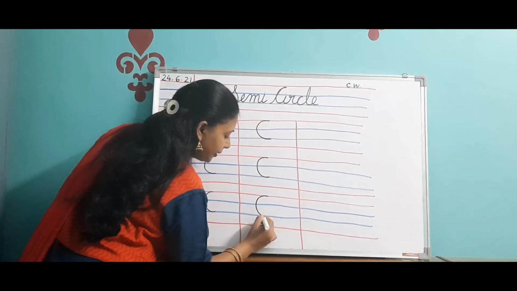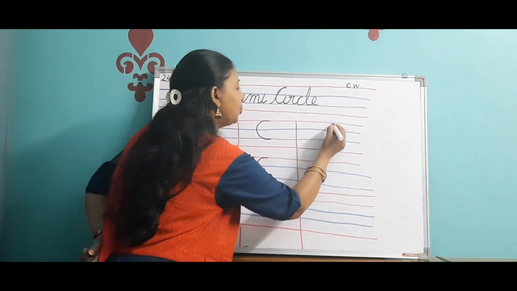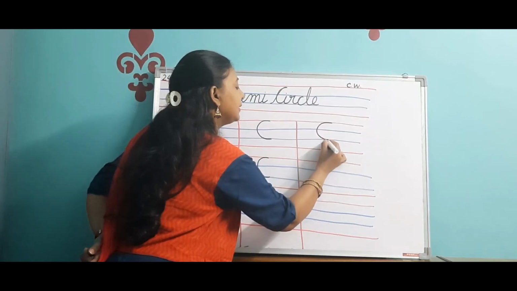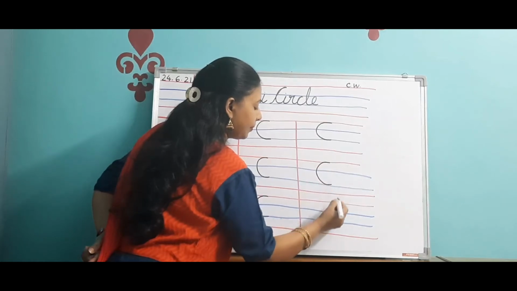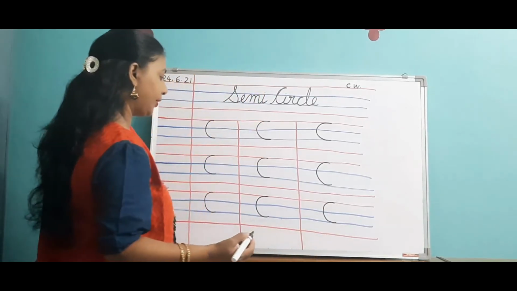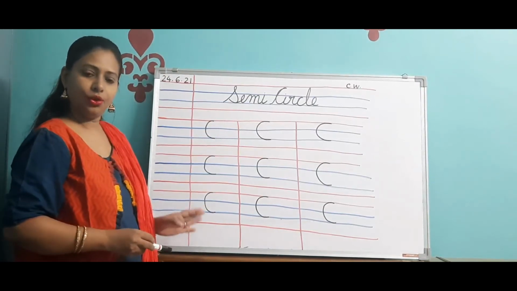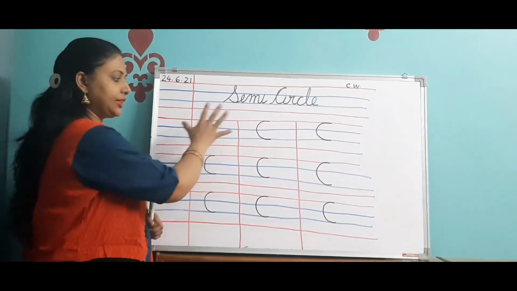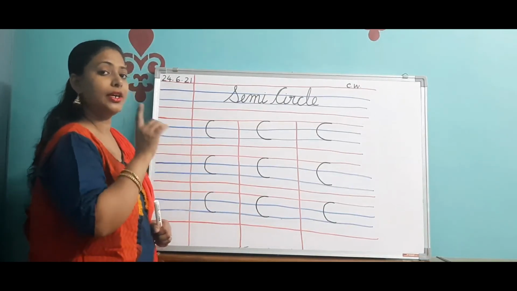In this same manner you write the alphabet C also. So that's why ma'am is teaching you how to write this stroke. From the first line, come to the second line and then the third line and stop. Okay, children? So this way we write the semicircle. So now I am going to rub this and then you turn the page. After writing this semicircle, you will turn the page and you will write circle on the new page.